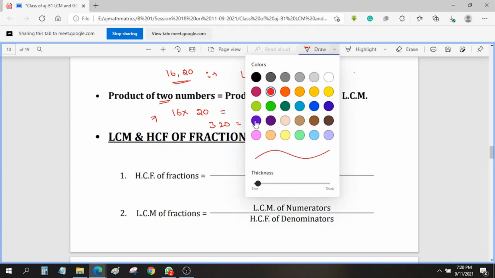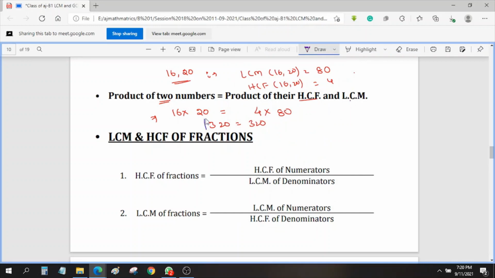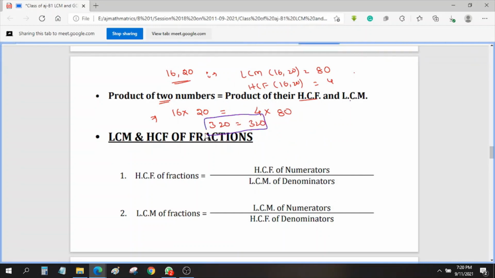So this is the point. The product of any two numbers is the product of their LCM and HCF. This one formula you need to remember, because this will be helpful a lot in the questions.